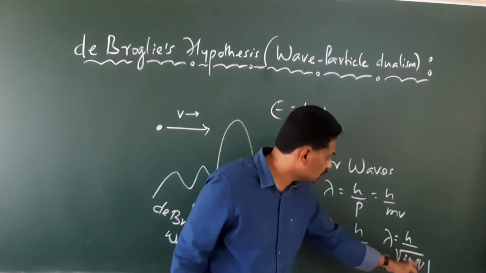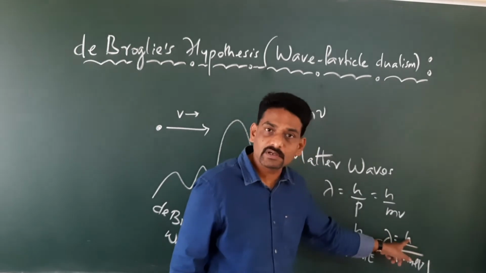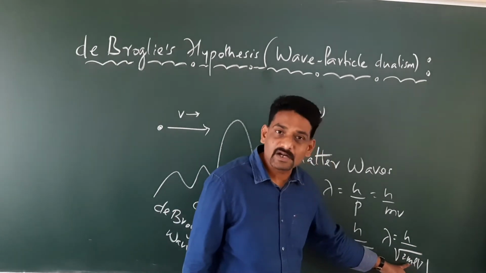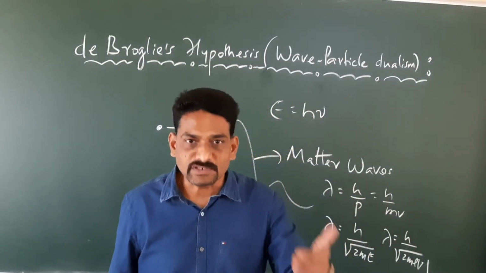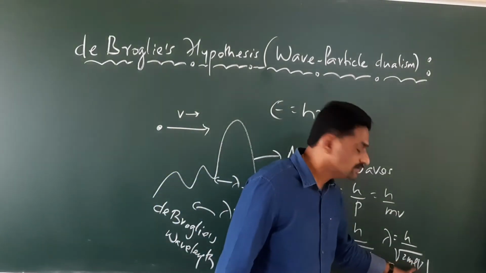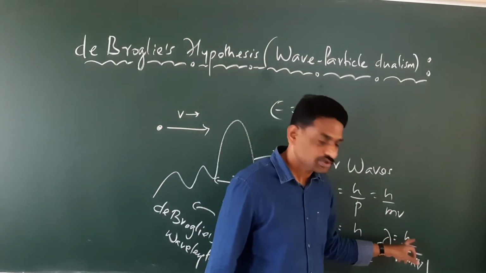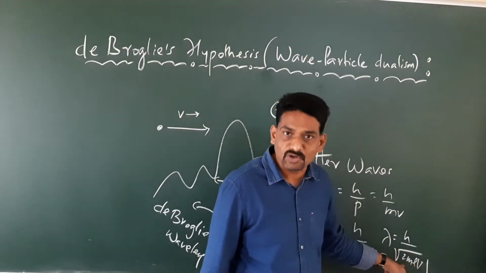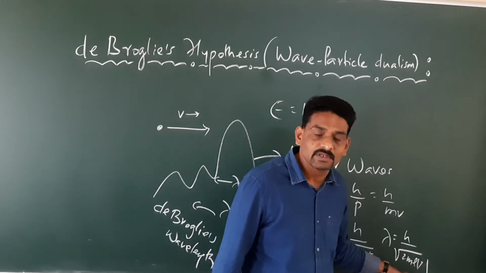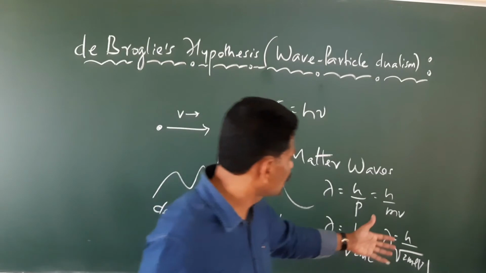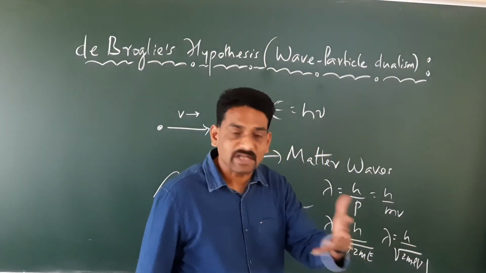If you look at this equation, here h is a constant, Planck's constant, having a standard value, and the mass of the electron is again a constant, having a standard value. What is e? Charge of the electron, again having a standard value. So h, m, e are all constant. If we substitute all these values and calculate, we get a standard value.